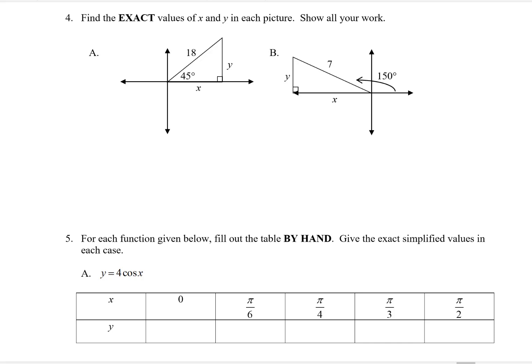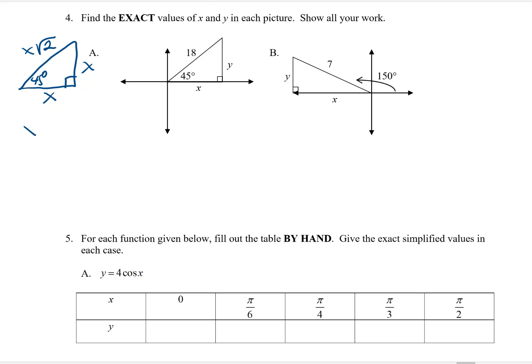Problem number 4, I want to find the missing pieces here in these triangles. So when I look at letter A, what I see is I've got a 45, 45, 90 triangle, which means I don't really even have to use trig. I could just use my relationships for those triangles. I know the way those go. It's always these two sides are the same, and the hypotenuse is square root of 2 times as much.